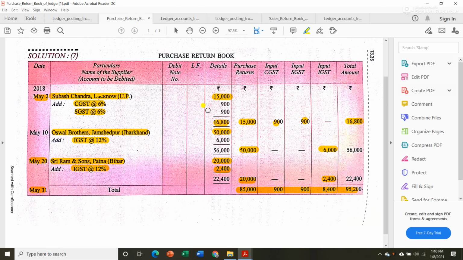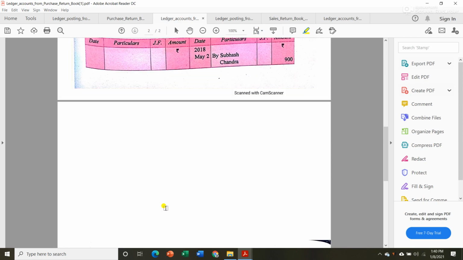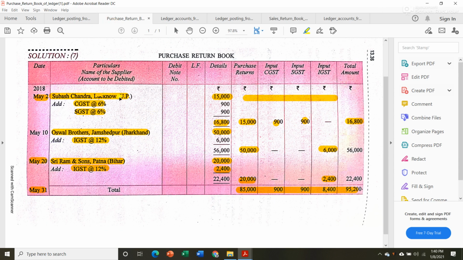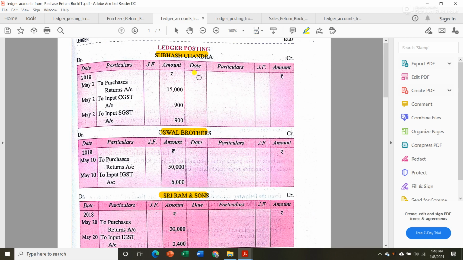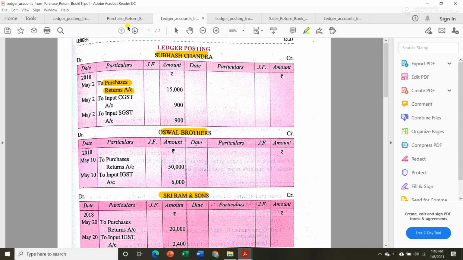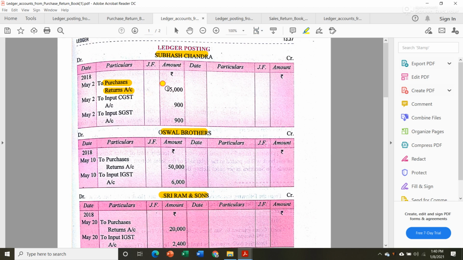Then same as in the case of purchase book and sales book, we have 4 important columns: purchase return, input CGST, input SGST, and input IGST. So for those also we will prepare 4 ledger accounts. Okay, now first let us see Subhash Chandra, Lucknow, UP. We have 15,000. So in the Subhash Chandra account we will write purchase return. Remember, sales book and purchase return book rules will be the same. If the party's name is in debit, then in ledger accounts also we will write in debit. Okay, so first amount we have in purchase return column, so we will write to purchase return account 15,000.